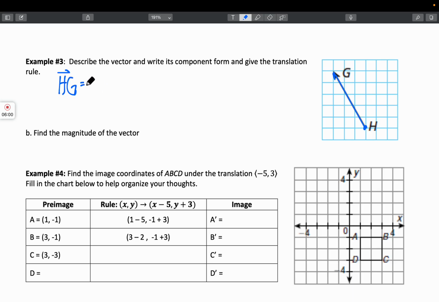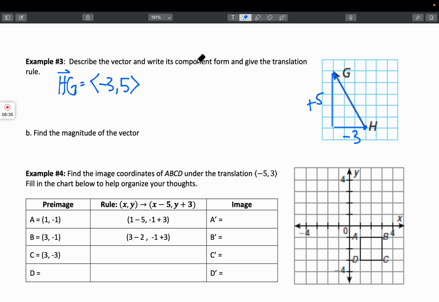In component form, I now have to look at its movement. So it looks like going from H to G, I'm moving to the left 1, 2, 3, and I'm moving up 1, 2, 3, 4, 5. So that's -3 because I'm going left, and +5 because I'm going up. So in component form, I would write that as <-3, 5>. And it's going to be inside those sharp brackets there. Don't put the soft parentheses because that would mean an ordered pair.